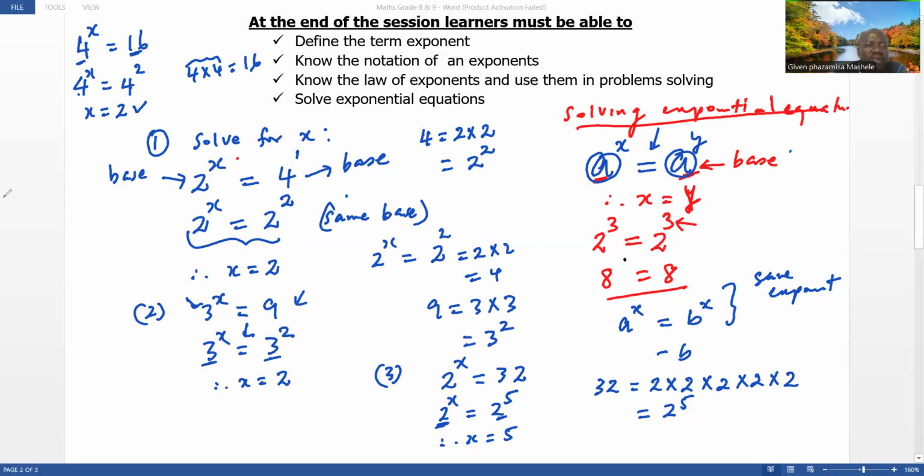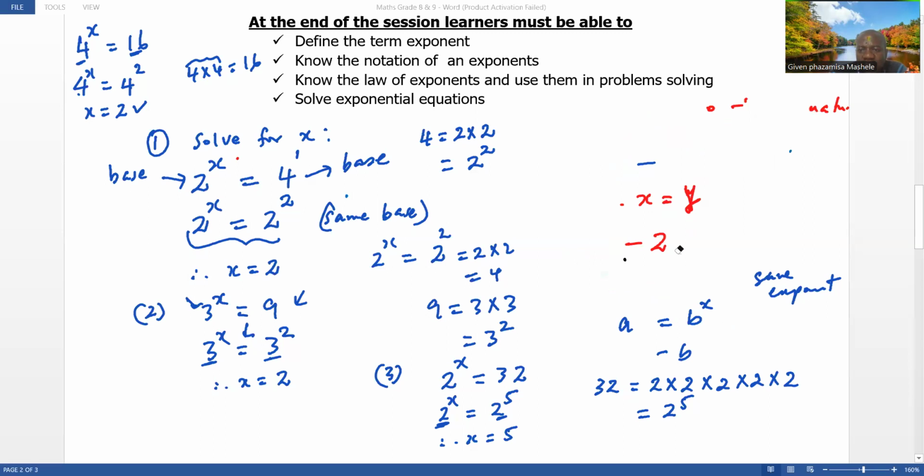I believe you are following. This is how we are solving exponential equations. You only do this when they say solve for x. So you need to ensure that the bases are the same for equality. Then since the bases are the same, it means even the exponents should be the same.